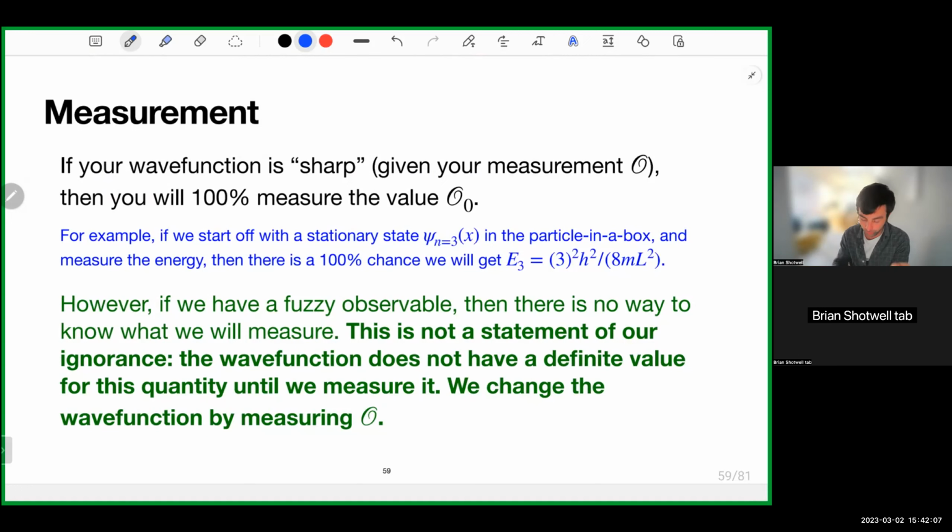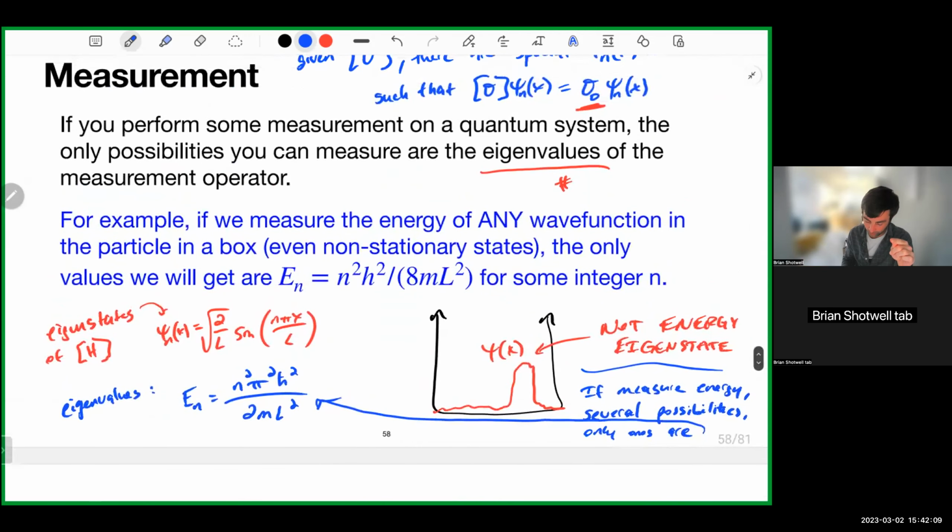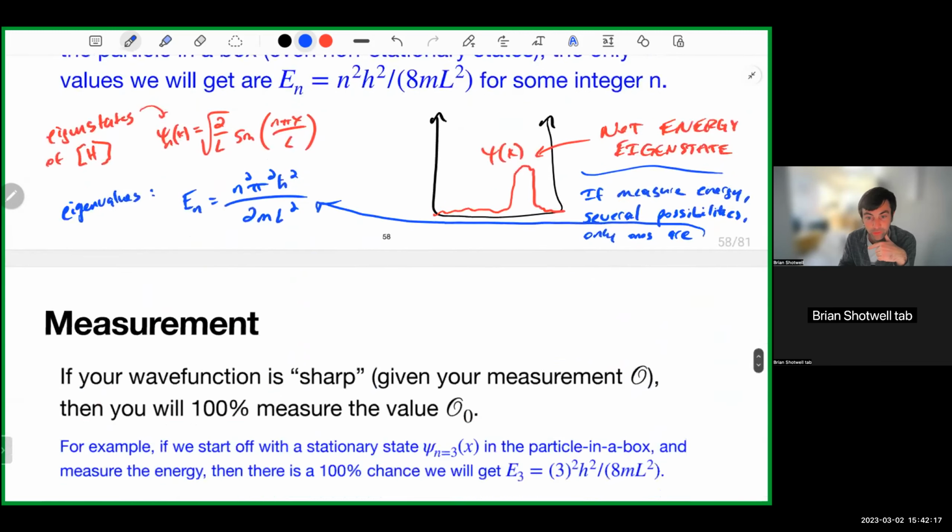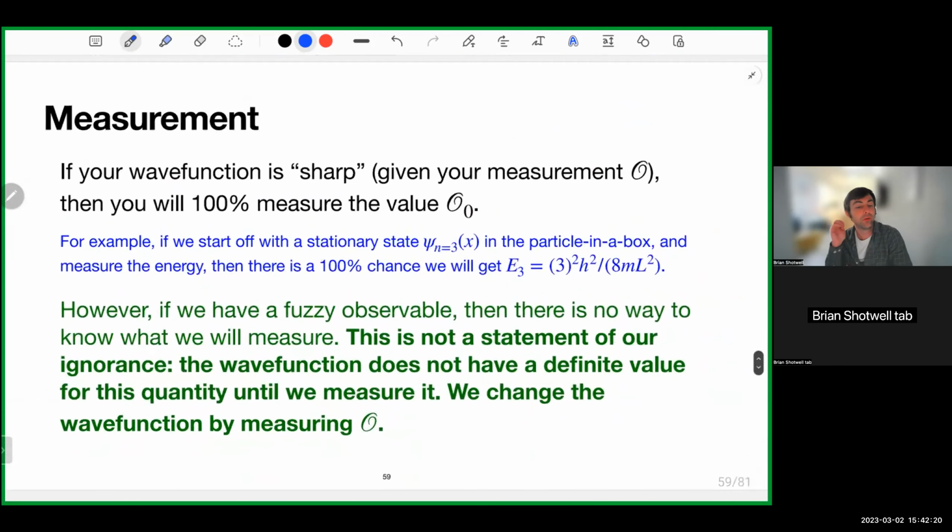But if we have a fuzzy observable, so for example, energy for this wave function back in this example is a fuzzy observable for this wave function. All right, so let's see what we're saying here, what's in green. If we have a fuzzy observable, then there is no way to know what we will measure. So we don't know what we're going to get out of the energy measurement. And this is what's key and weird about quantum mechanics. This is not a statement of our ignorance. It's not that it actually has some value of the energy and we can't measure it. It's fundamentally that there is no well-defined energy of the particle for that particular example.